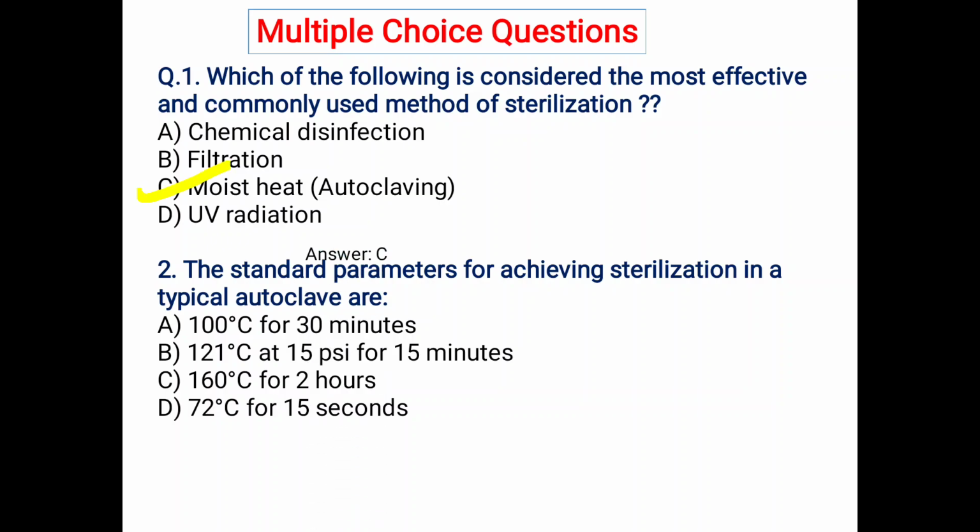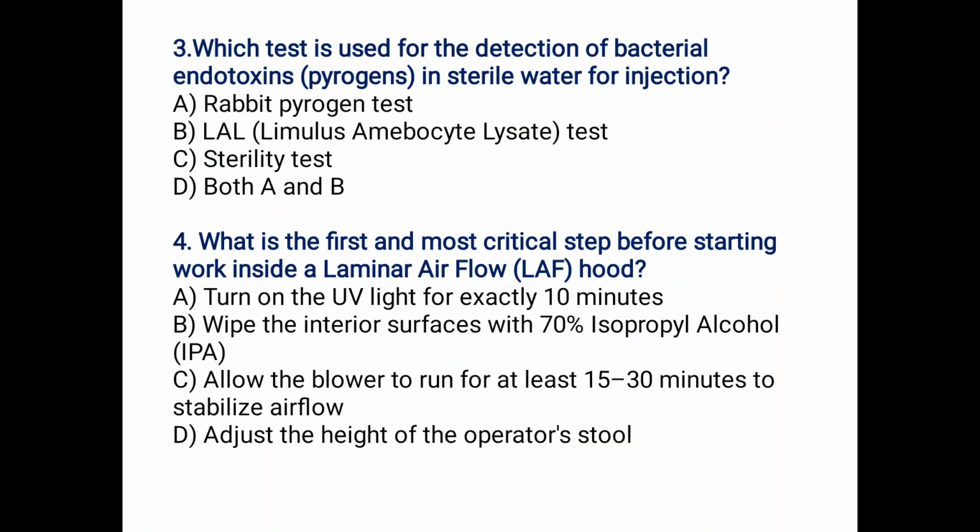Next, the standard parameters for achieving sterilization in a typical autoclave are: how much temperature is required for sterilization in an autoclave? A. 100 degrees Celsius for 30 minutes. B. 120 degrees Celsius at 15 psi for 15 minutes. So B is the correct answer. 160 degrees Celsius for 2 hours is the hot air oven.